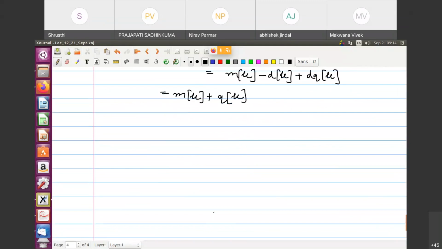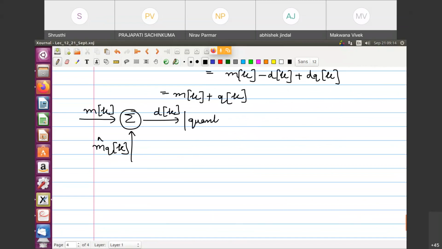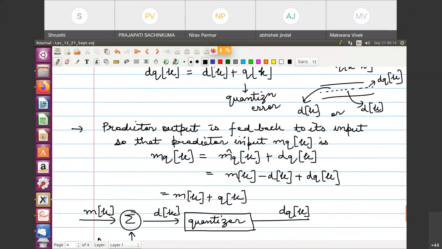So let me first draw the structure. So what is the transmitter? Let us say this input m of k is coming. Let us say this is my d of k, the error. And as per my structure, I need to subtract the predicted value of the quantized. And because it is PCM, I need to have a quantizer here. I need to transmit d of k, so first I need to quantize it, and let us say the quantized value is denoted by d_q of k, which, as we have seen above, is d of k plus the quantization error.